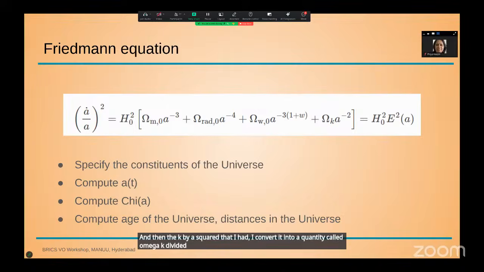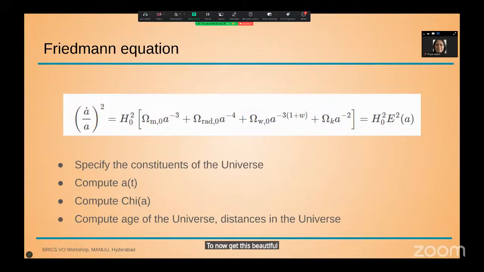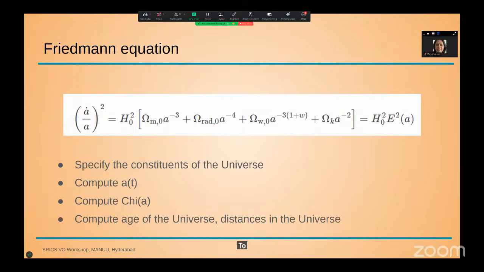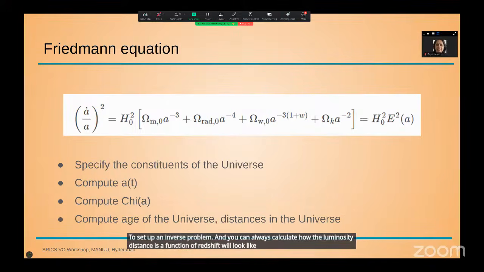So you now get this beautiful equation which is related to the Hubble constant squared, something you can measure, and then these parameters are things that you want to measure. So you set up an inverse problem. You can always calculate how the luminosity distance as a function of redshift, or any of these distances as a function of redshift, will look like. You can compare it to the observables and then figure out all these quantities. What is omega m? What is this? What is this?